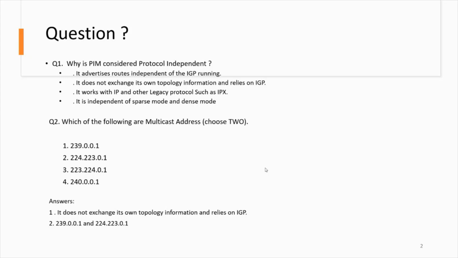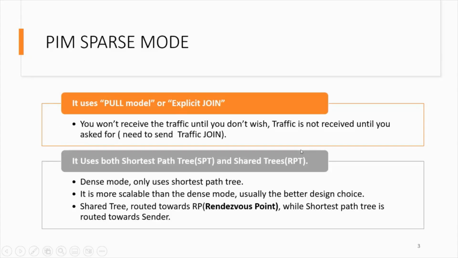In the next section, we are going to discuss PIM Sparse Mode in detail. Basically, it works on the principle of a pull model, or explicit join, which means if you want to receive the traffic, you have to send a join message to the router. We can understand this behavior with a simple example: if you want to eat an ice cream, you definitely have to place an order. Similar logic applies to PIM sparse mode.